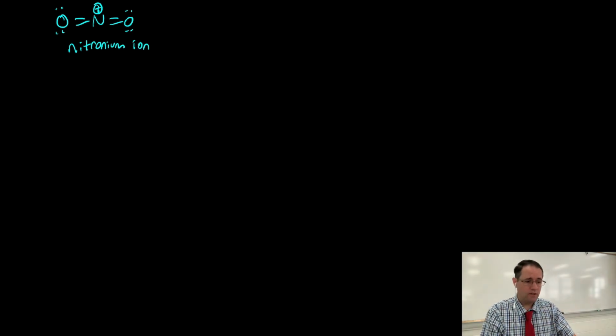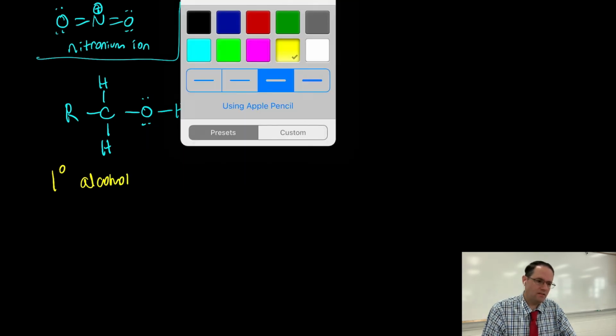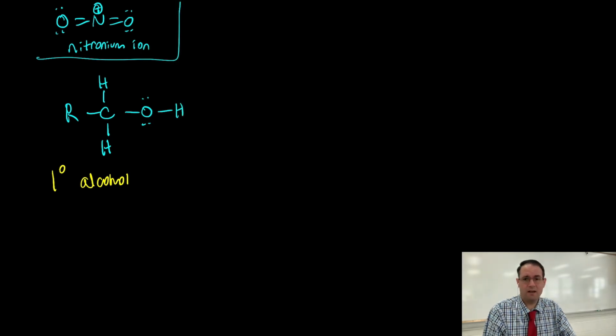And what we want to do here is show first how, so, tuck this in your pocket for now. Let's discuss how a primary alcohol can get converted to an aldehyde, okay? So this guy here is a primary alcohol, okay? And this is going to react, okay, with, I'm going to have it reacting with our nitronium ion, okay?